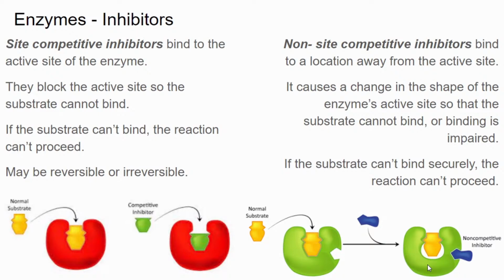It's specifically a change to the shape of the active site. What this means is that our substrate can't bind, or binding is impaired. It's not able to bind the way it needs to, which means that our reaction also can't proceed. So the way our non-competitive inhibitor works is it causes a change to the shape of our enzyme and our enzyme's active site so that the active site no longer fits its specific substrate. And if the substrate can't bind to the active site, our reaction can't proceed.